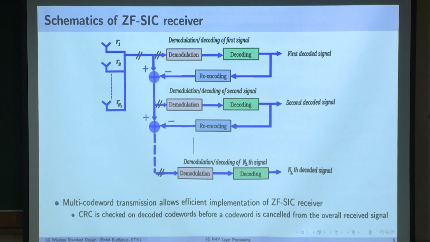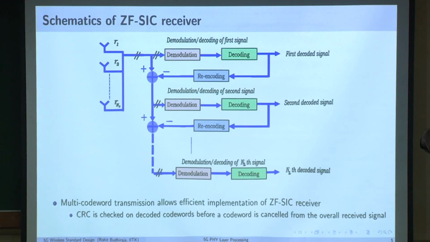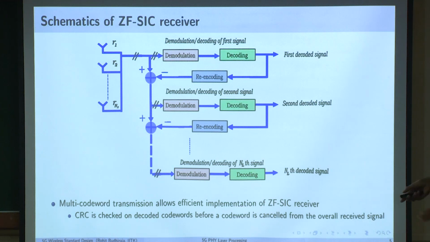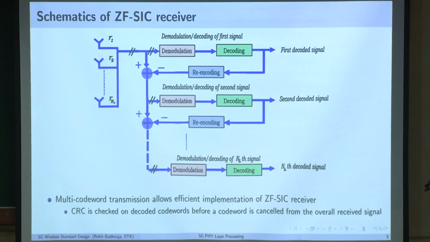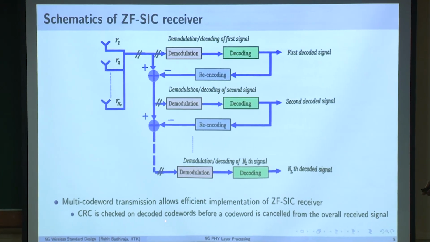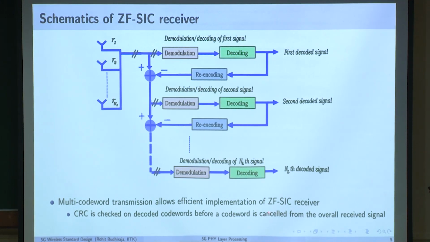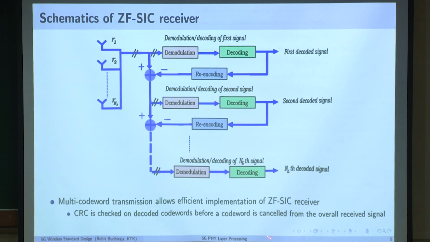What are you transmitting? You are transmitting only one modulated code word. Here there are 4 different code words. Those 4 different code words, you can remove the interference from each of these code words successively at the receiver. So what are we saying? Multi-code word transmission allows efficient implementation of zero forcing SIC receiver. Then CRC is checked on the decoded code word before a code word is cancelled. This cancellation happens from the overall received signal. We are looking at the overall received signal and then removing the interference.